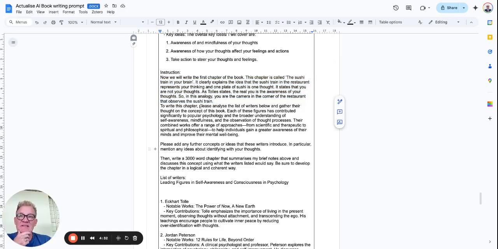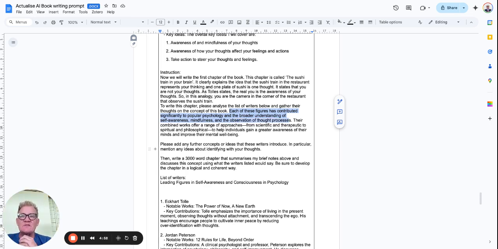To write this chapter, please analyze the list of writers below and gather their thoughts on the concept of this book. Each of these figures has contributed significantly. And then this is the summary bit of these writers. Each of these figures has contributed significantly to popular psychology and the broader understanding of self-awareness, mindfulness, and the observation of thought processes.